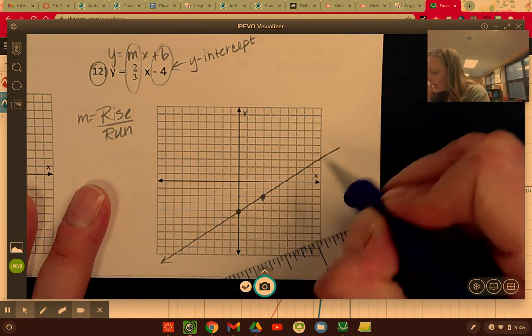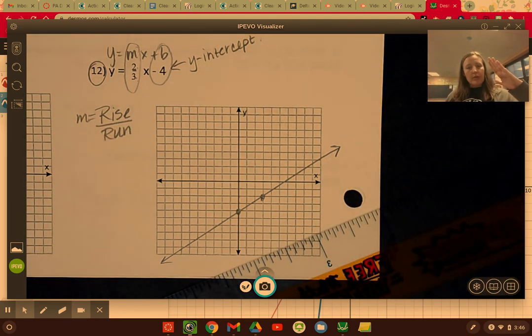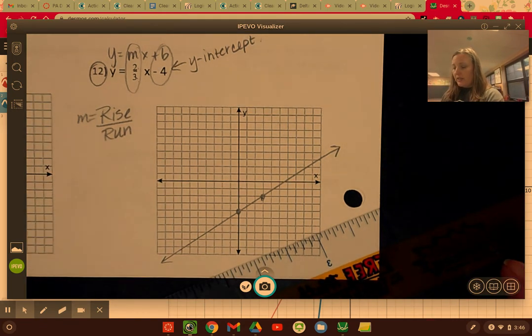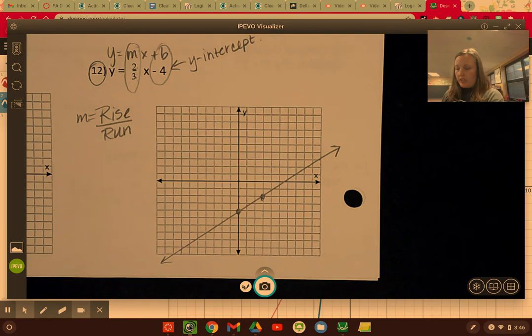Notice, I like to draw that line all the way across the coordinate plane because it really goes on forever, and I put those arrows on the ends. So there we go. I graphed that linear function. A function. Okay.